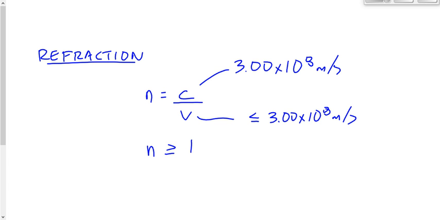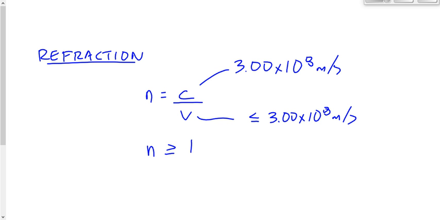Now, if we look at diamond, the index of refraction is 2.42. That means the speed of light in diamond is even lower than it is in glass. So we get a bigger change in speed, we get a bigger index of refraction, we get a bigger change in direction, we get a bigger change in wavelength. And ultimately, we'll learn this a little bit later on, that's why diamonds sparkle so much, because of all those properties that change as a result of this big index of refraction.